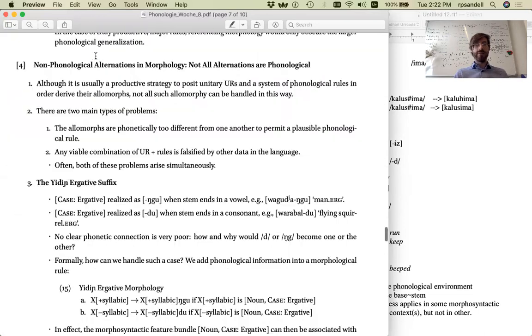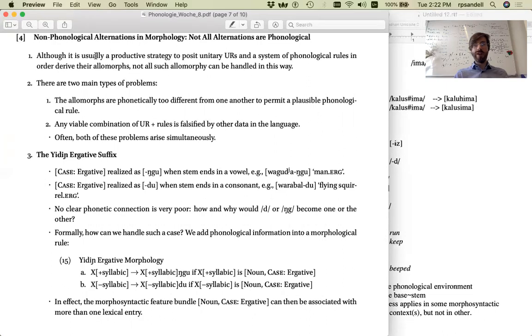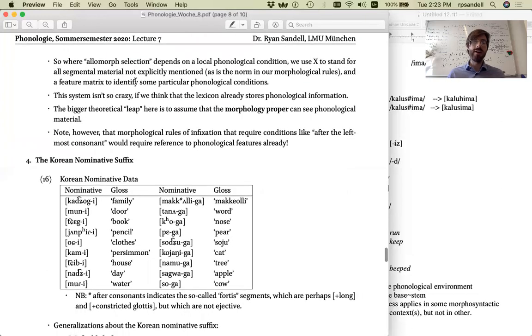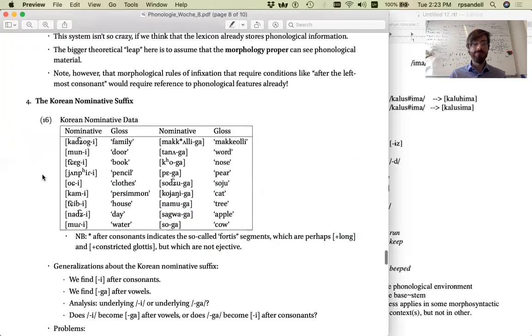Our second case of an instance where we find allomorphy that is difficult to explain phonologically comes from Korean, in the form of the nominative suffix. So in the examples on the left, we see a suffix i, and in the examples on the right, we see a suffix ga. So on the one hand, words like muni, door, versus tanoga, word. And the generalization about the environments of these two allomorphs, i and ga, is fairly straightforward. I occurs after consonants, and ga occurs after vowels.